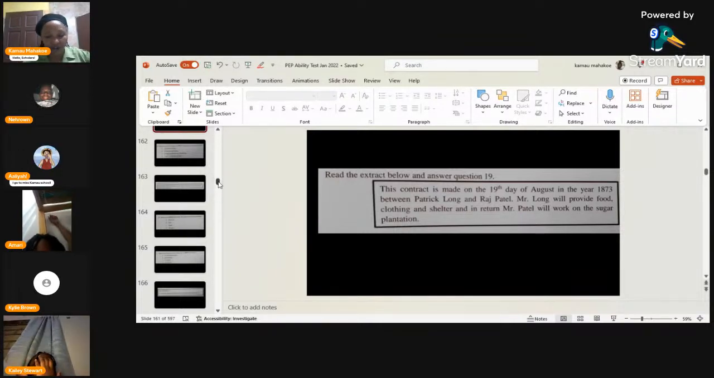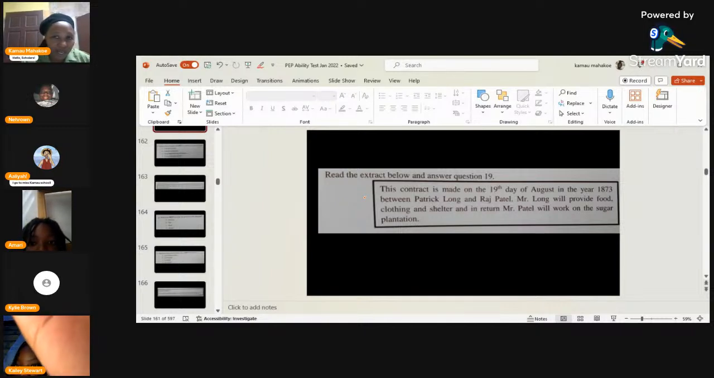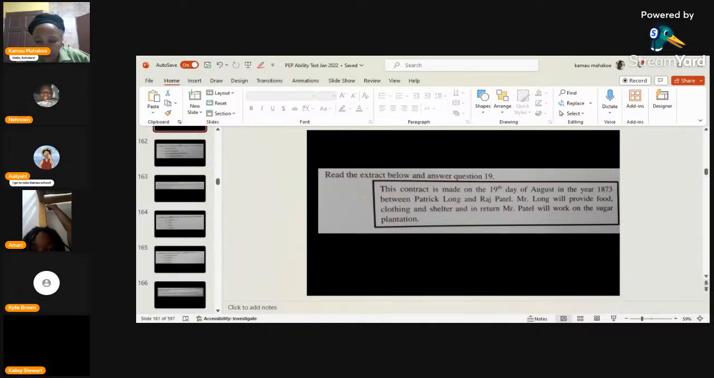All right, so this is a contract that was signed between two men on the 19th of August, 1873. If you're familiar with certain names, you know Patel sounds East Indian, from that region. Patrick Long sounds like an Englishman. So I'm using that context. We're looking for context clues, right?